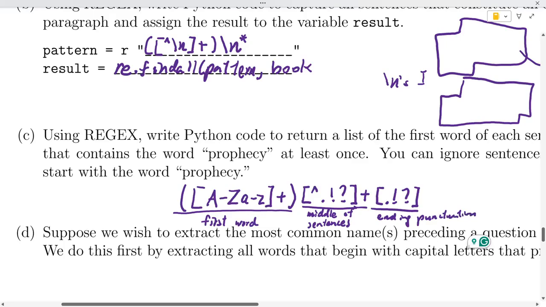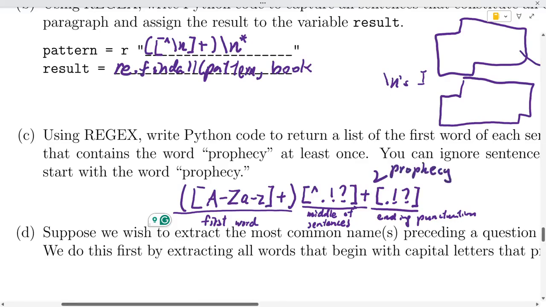Okay, so that constitutes a sentence. Now we just need to figure out how to make sure the sentence definitely includes prophecy. There are two ways that prophecy can be involved. The first is that you can have prophecy as the first word, but in the question, the word prophecy is used with a lowercase, and it also says that we can ignore sentences that start with the word prophecy. So we'll just deal with the other case, which is prophecy in the middle of the sentence. Then it must be a lowercase word, and it is probably following a space. So you can add something here that says prophecy.